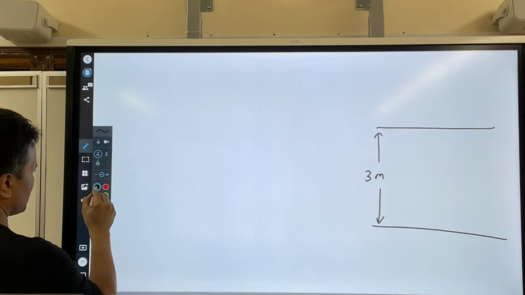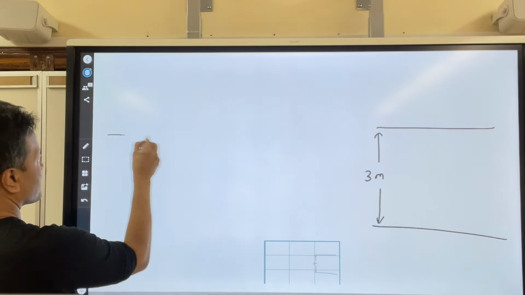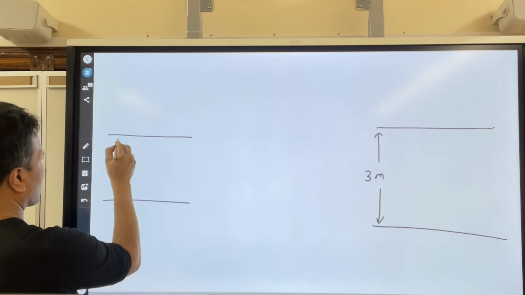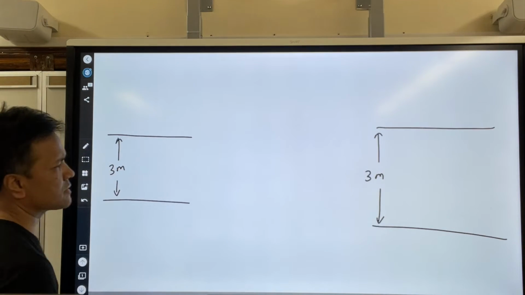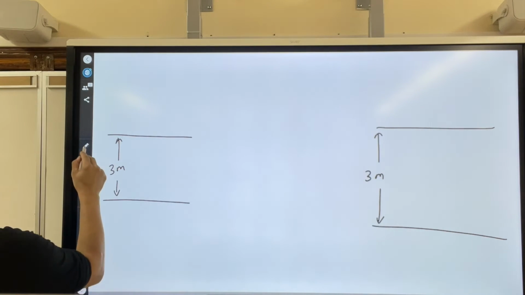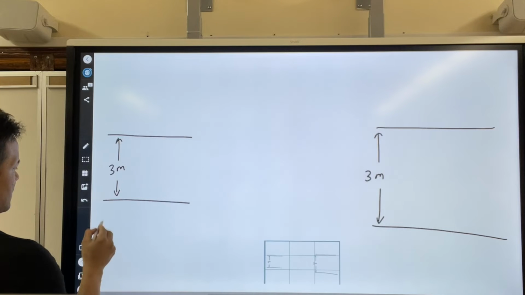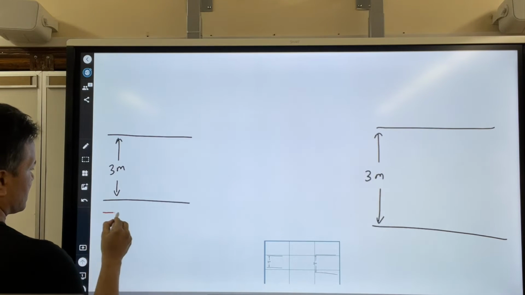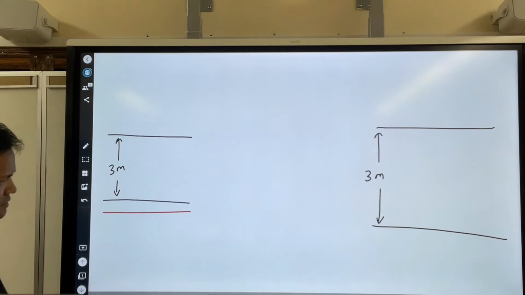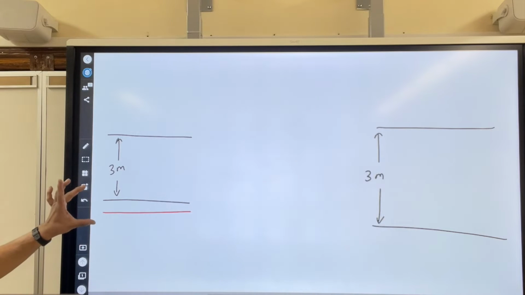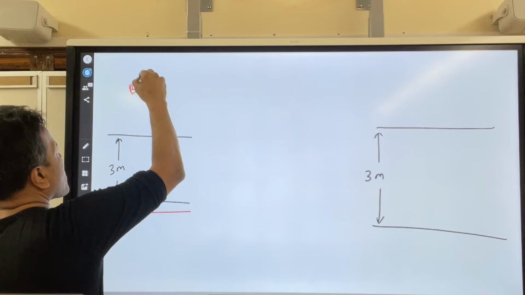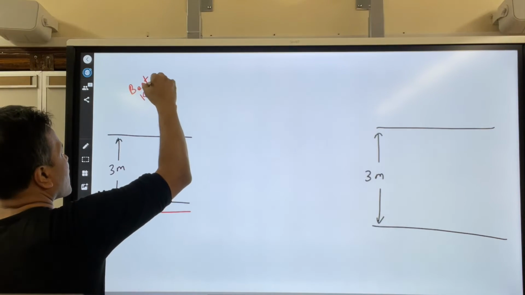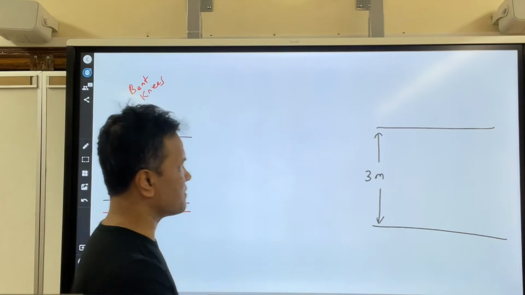Few things I want to remind you. This is going to be the Bentley and this is going to be Strictly.